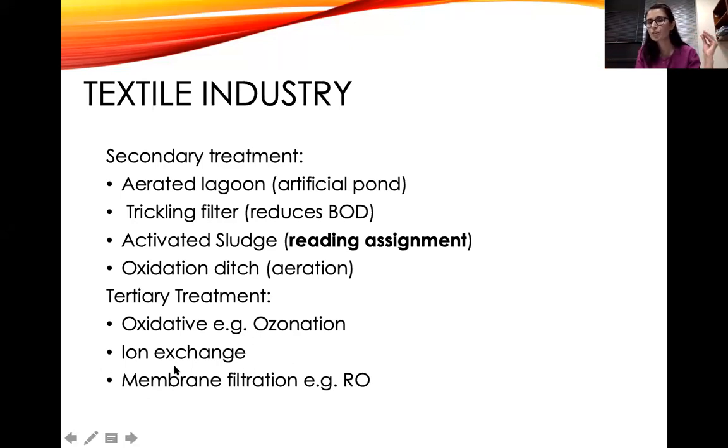Because now the initial load is really low and the water is mostly clean, you can use things like RO, because then you don't need to apply a lot of pressure. You can take clean water with light pressure as well.